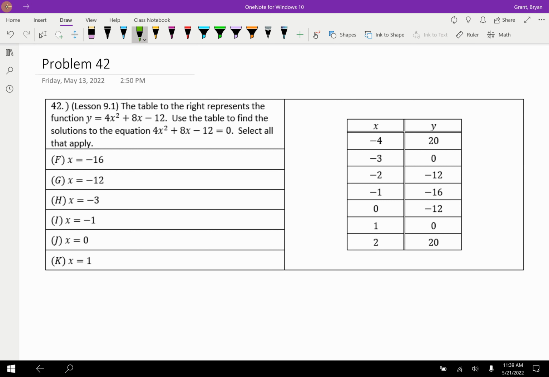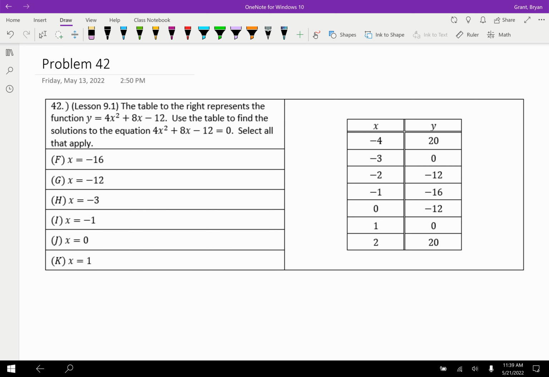We're looking at problem 42, which comes from lesson 9.1. We didn't actually do anything exactly identical to this problem, but I think the idea behind solving equations was first addressed in 9.1, and so it'll give you at least some nice background if you want to watch that video.